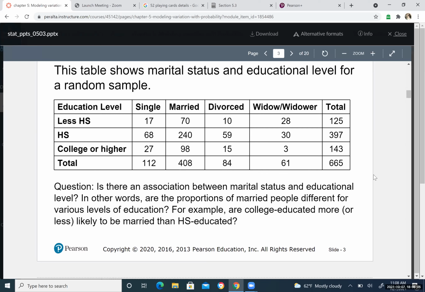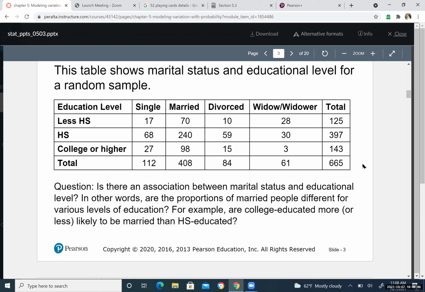This table shows marital status and educational level for a random sample. As you notice, we have the groups less than high school and college or higher, and we have the groups single, married, divorced, or widowed. You add up the totals for both. Again, I'm saying you add vertically and horizontally, and you have to get the same number. When you're adding up, make sure they are the same.